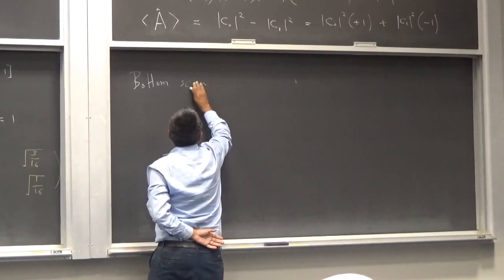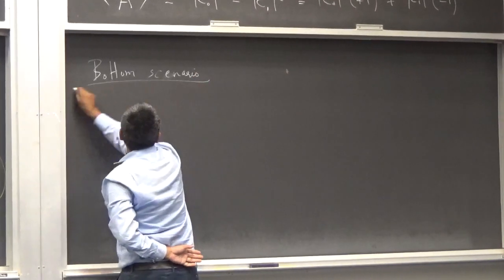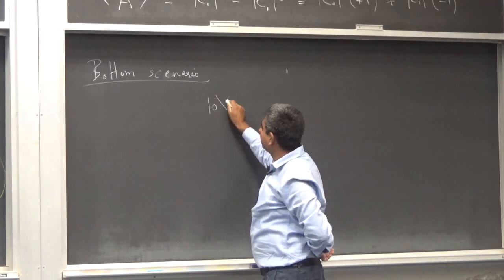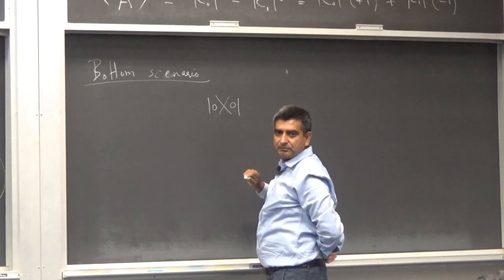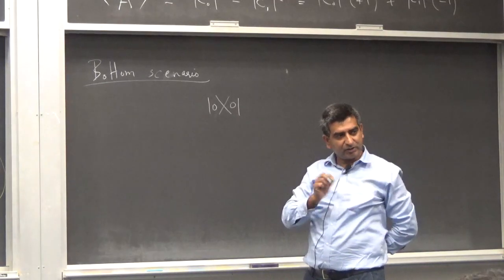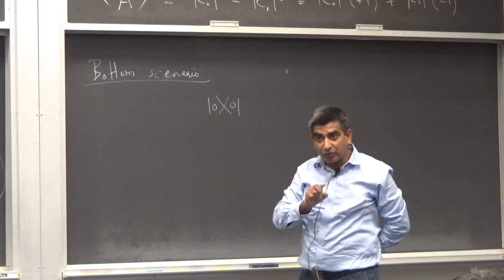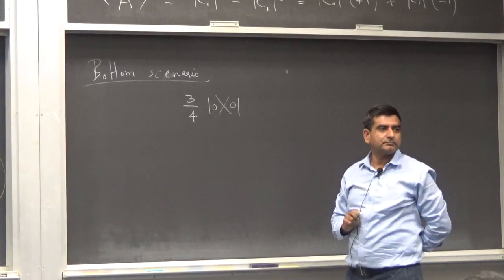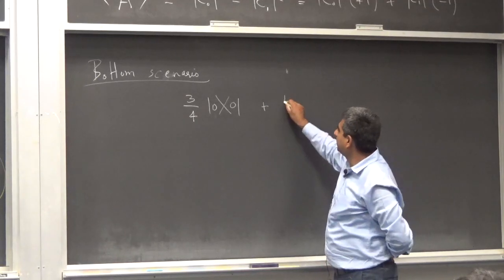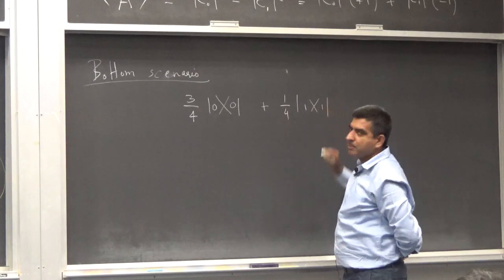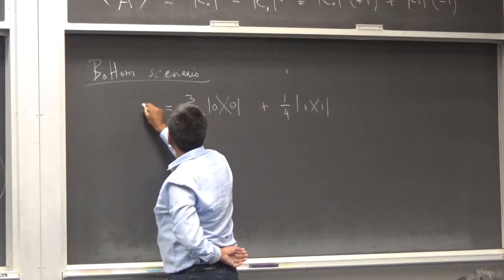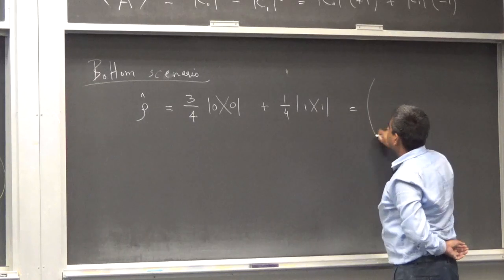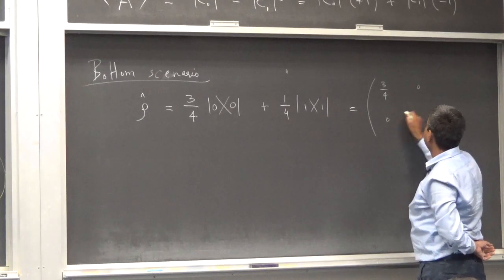we have two kinds of states that are mixed in. One is ket 0, bra 0. And what is the fraction, the weight of this state? 3/4 without the square root, right? Plus 1/4. This is the density operator for the second scenario. And if I were to put this in matrix form, 3/4, 0, 0, 1/4.